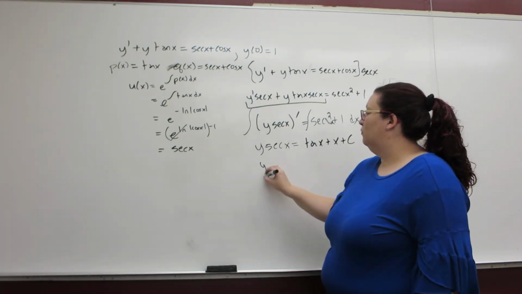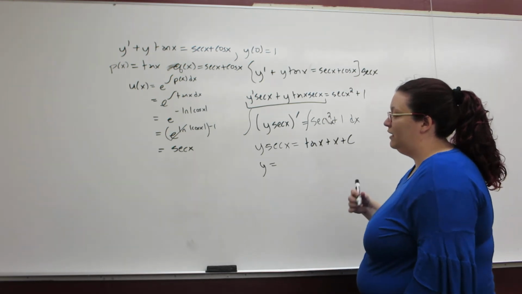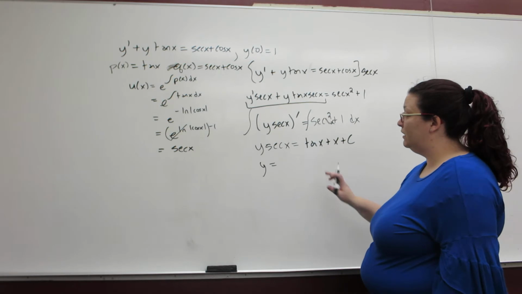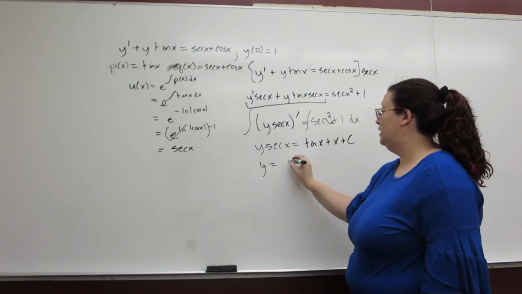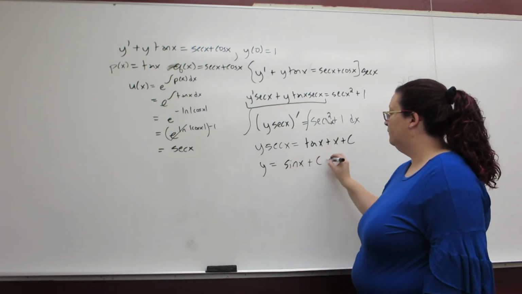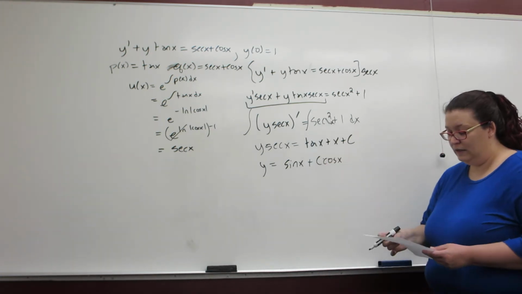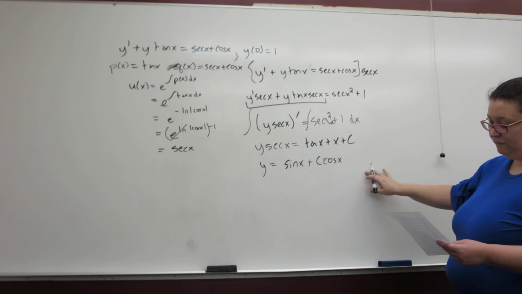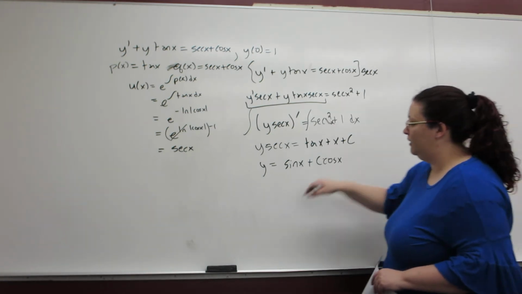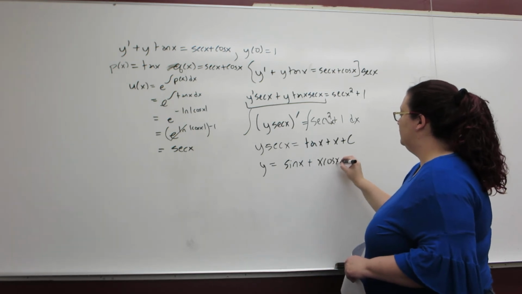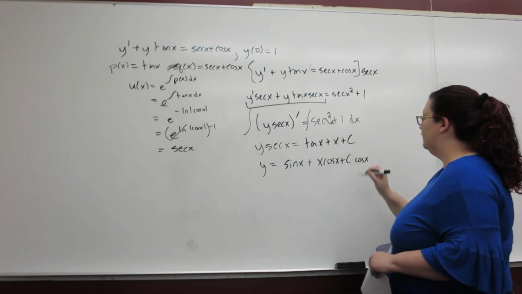Finally, I need to solve for y, which involves dividing both sides by secant, or, as is easier, multiplying both sides by cosine. Now, tangent times cosine just becomes sine, and then I get c times cosine of x. Now, this is my final, and I'm forgetting my x term. Excuse me, let me go back. x cosine of x plus c times cosine of x.